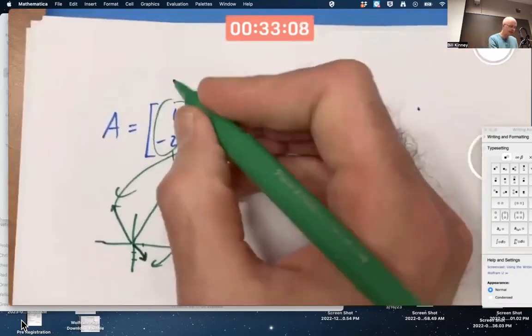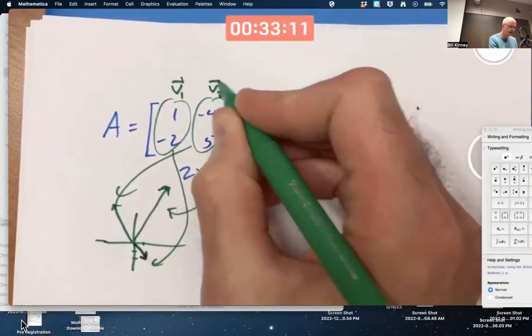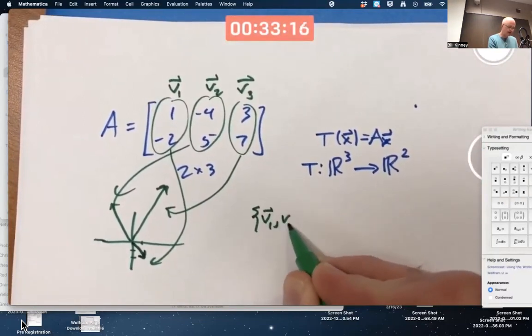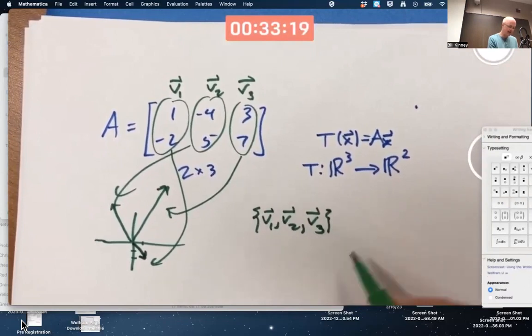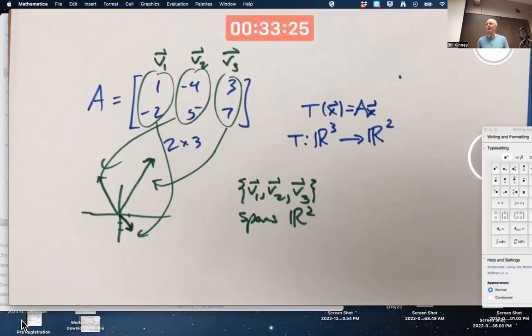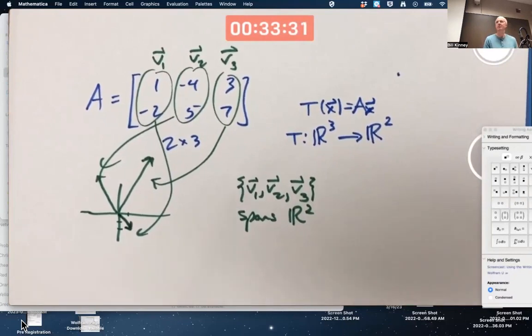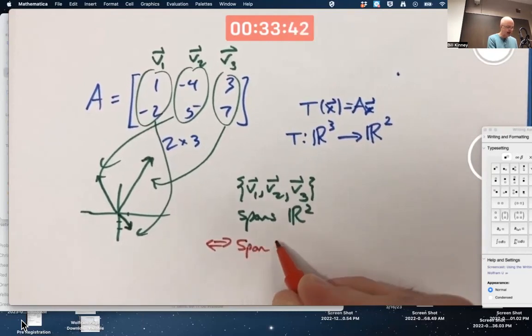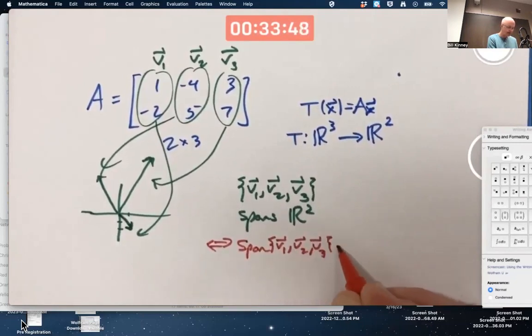These 3 vectors, I'm going to give them names, say v1, v2, and v3. This collection of vectors spans the plane, R2. What do I mean by that? I mean I can get any vector in the plane by a linear combination of these vectors. An equivalent way to write that is this notation. The span, and usually use a capital S, span of v1, v2, v3 is the entire plane.